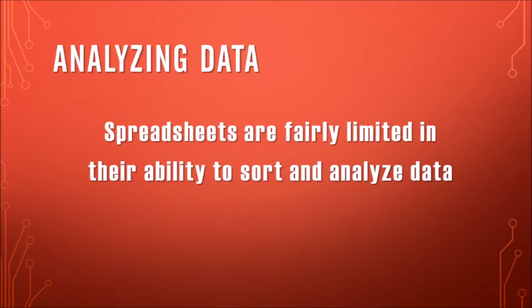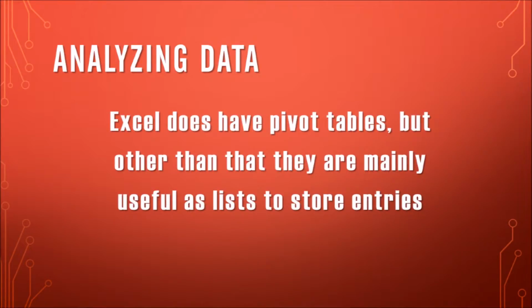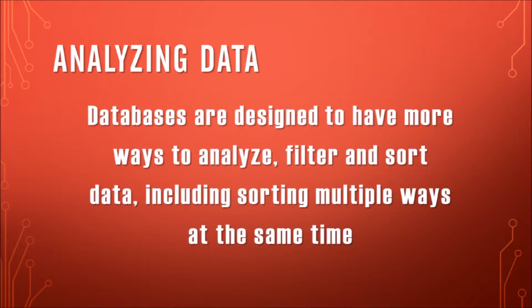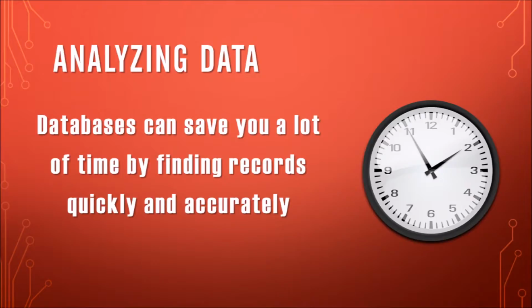Spreadsheets are fairly limited in their ability to sort and analyze data, and especially to retrieve individual records. Excel does have pivot tables, which can be useful and appealing looking. But other than that, they're mainly just useful to store a list and maybe do a simple sum. Databases, on the other hand, are designed to have more ways to analyze, filter, and sort data, including sorting multiple ways at the same time. A database can also save you a lot of time by finding your records quickly and accurately.